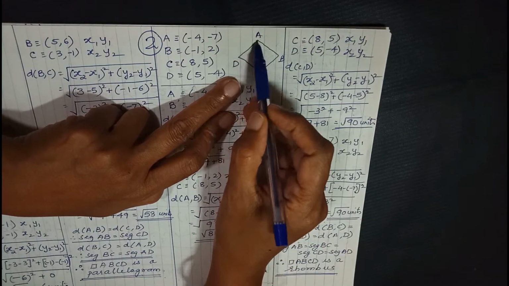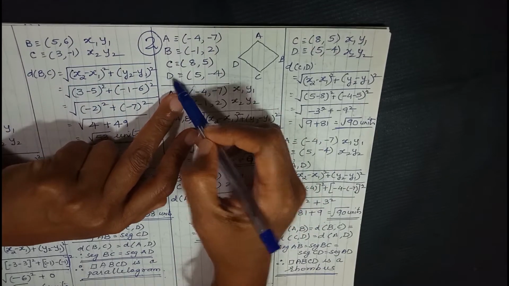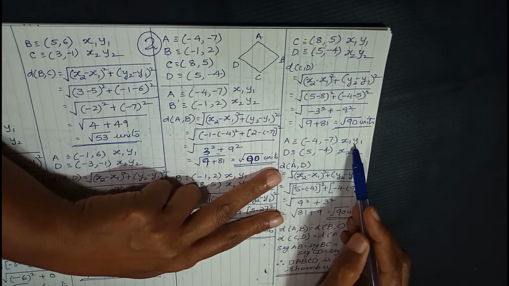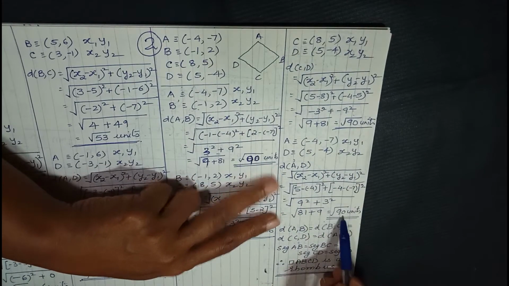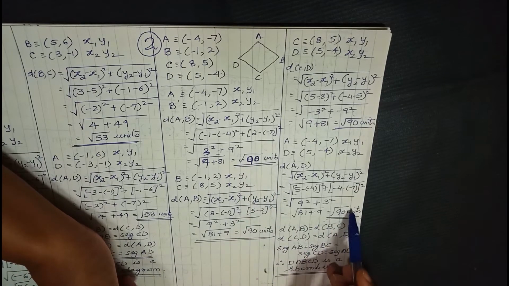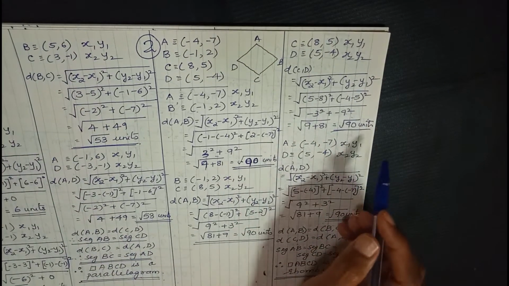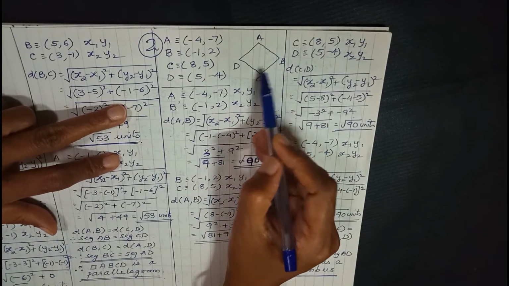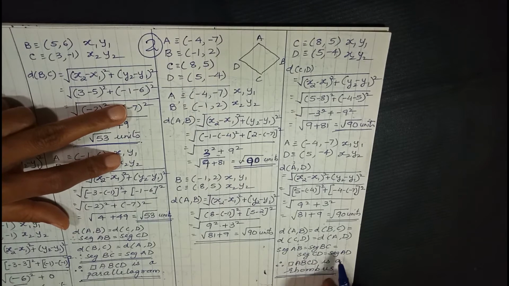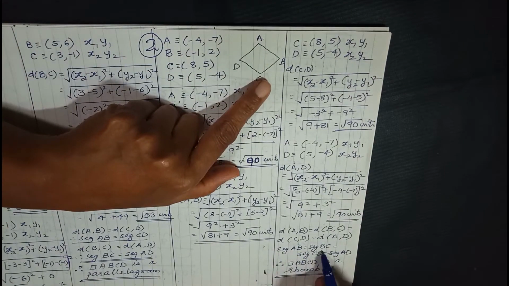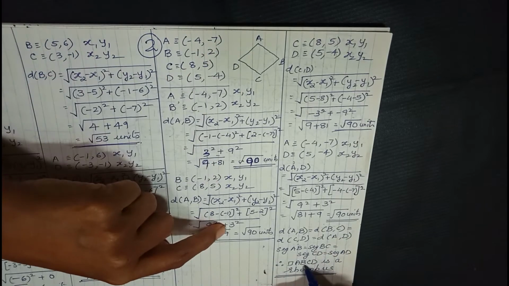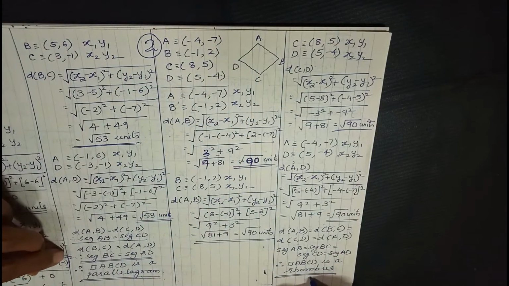Now the remaining side is just AD. So I'll use A and D. When I find it using the distance formula, with A as x1, y1 and D as x2, y2, again I get the answer as root 90 units. So you can see all four answers are root 90 units. That means all four segments are of equal length: segment AB is equal to segment BC is equal to segment CD is equal to segment AD. Therefore, quadrilateral ABCD is a rhombus.